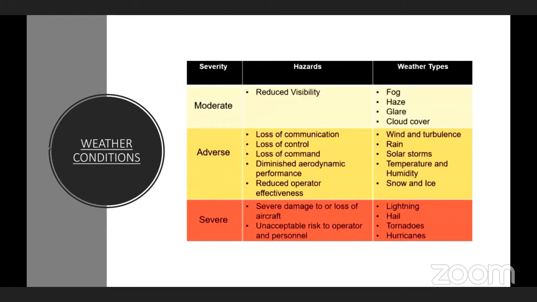The adverse conditions are there when there is a loss of communication, a loss of control, and a lot of wind and turbulence, rain, and solar storms going on. Then there are severe conditions, with lightning, hail, tornadoes, and so on. In those kinds of weather conditions, you should not fly a drone, because even if your battery has been charged fully, the drone will not be able to sustain longer and will not give you those kinds of results.